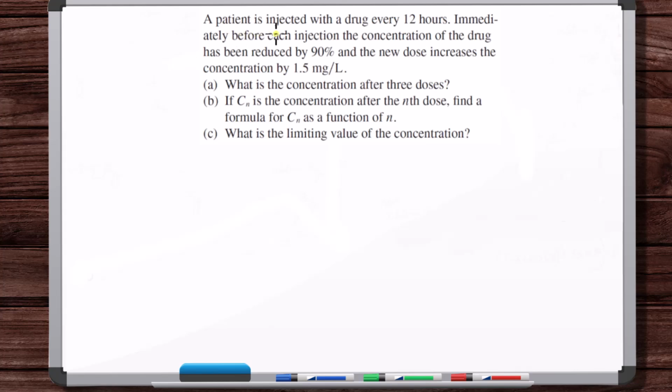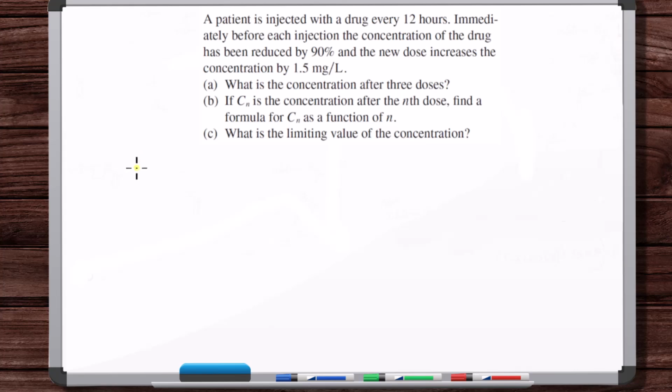Okay, so it says a patient is injected with a drug every 12 hours. Immediately before each injection, the concentration of the drug has been reduced by 90%, and the new dose increases the concentration by 1.5 milligrams per liter. What is the concentration after 3 doses? Okay, so we're going to answer part A, but let's keep in mind in the process, we're going to be wanting to find a formula for the concentration as a function of the nth dose.